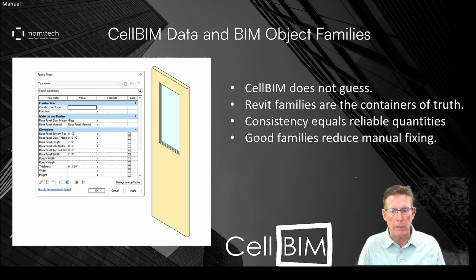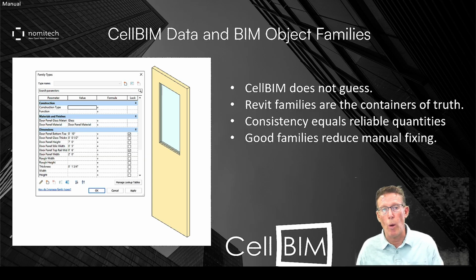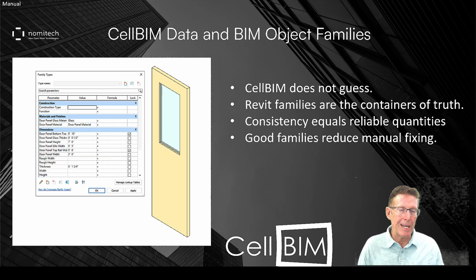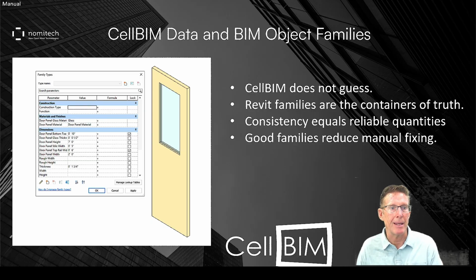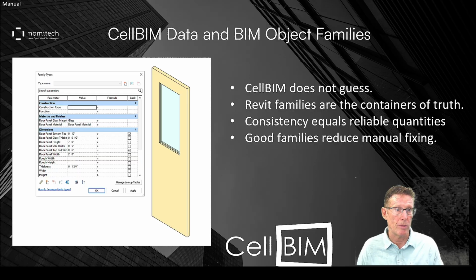If a wall or a slab, or even, let's say, a door, as in this picture, is not clearly defined, and we don't know its size, or if the material is incorrect, CellBIM cannot rely on the measure or just accept the data. So it's important to understand that Revit families are the containers of truth, or any other IFC family or model properties are the container of truth. They hold the quantities that we need to push that data through to CellBIM or Costos. So consistency is what creates reliable quantities.